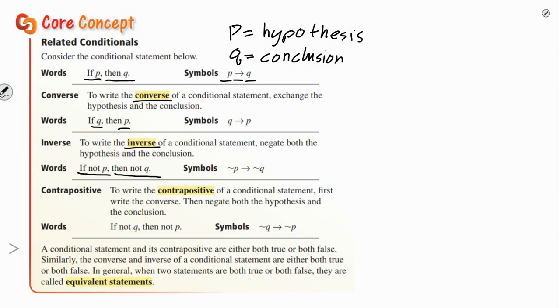And finally, we talked about the contrapositive, which is when you take the converse and the inverse at the same time. You rewrite the order, putting the conclusion first and the hypothesis at the end, and then you negate both of them. So, if not the conclusion, then not the hypothesis. That's what we were talking about last time, and we're going to continue that conversation today.